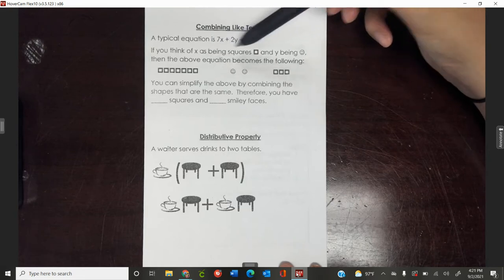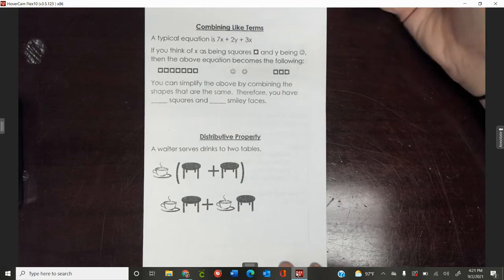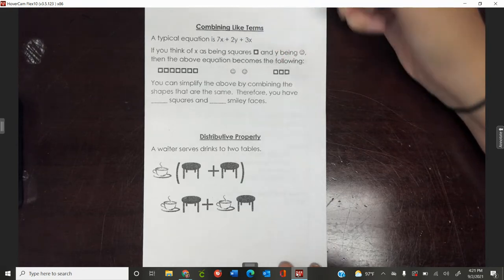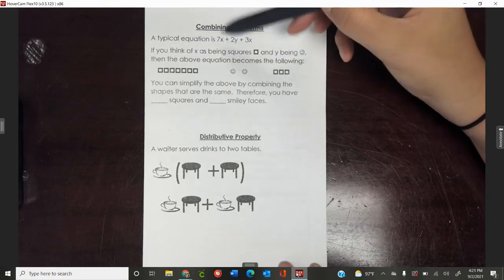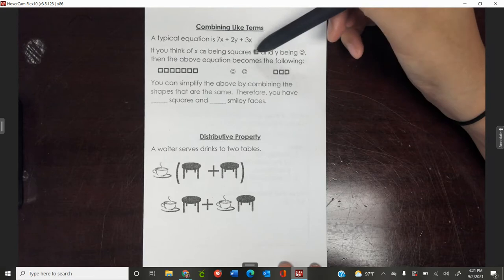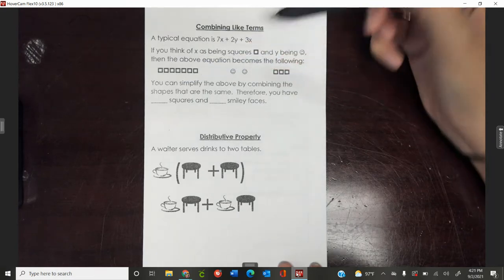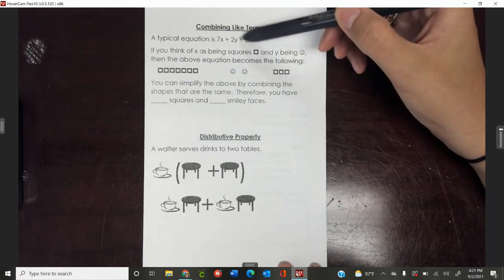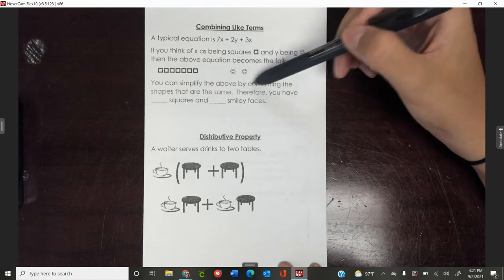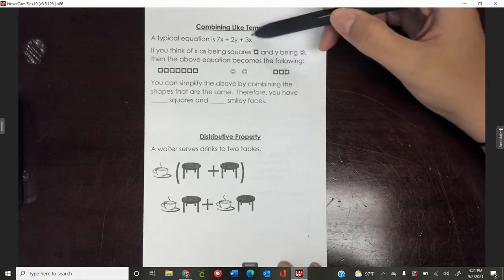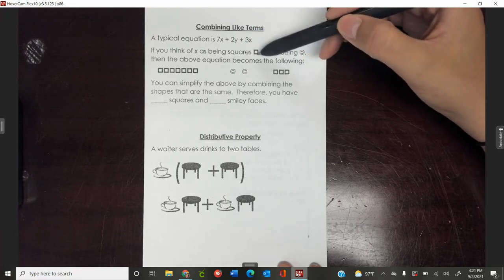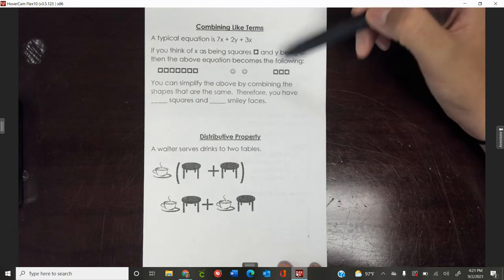If you think of x as being squares, so I'm going to substitute my x's with squares, and y as being smiley faces, then the above equation becomes the following. I had 7 x's, so now that they're squares, I have 7 squares. My y's were smiley faces, so since I had 2y, this is now 2 smiley faces. And since I had 3 x's, again my x's are now squares, I have 3 squares.